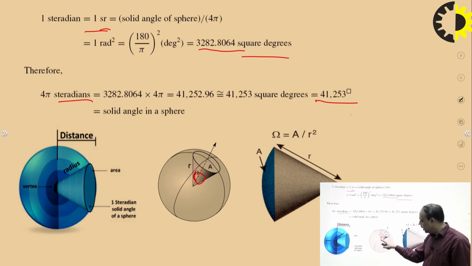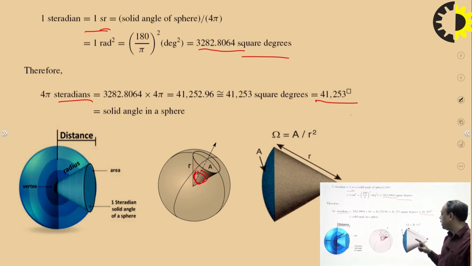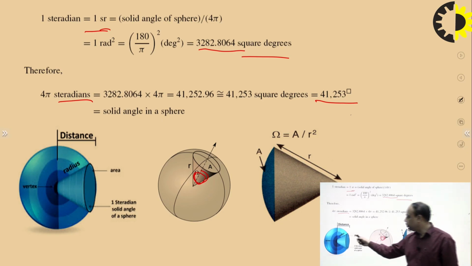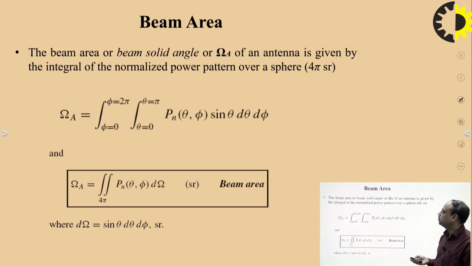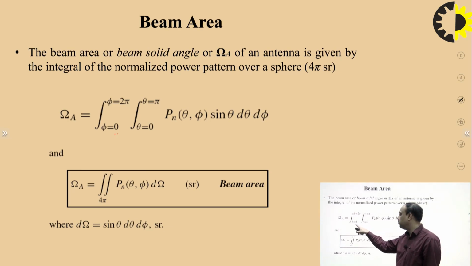So this 3D angle is known as the solid angle, or it is represented in square degrees. This 3D section of the sphere is known as the solid angle. The beam area is now calculated. Phi is varying from 0 to 2π. Theta is varying from 0 to π.